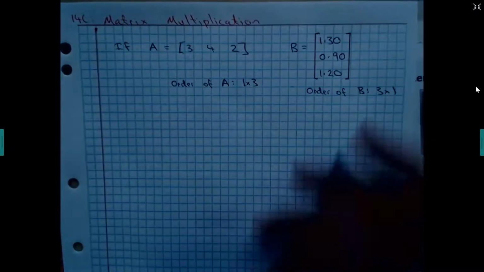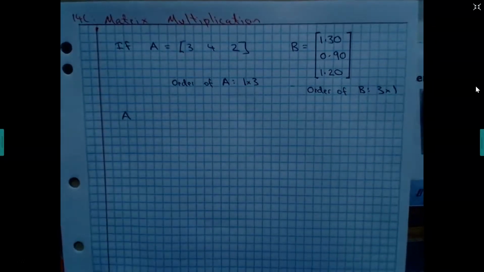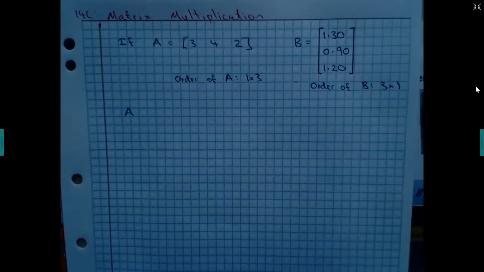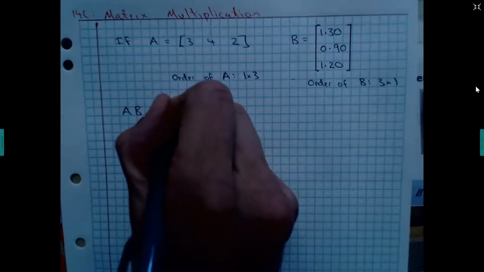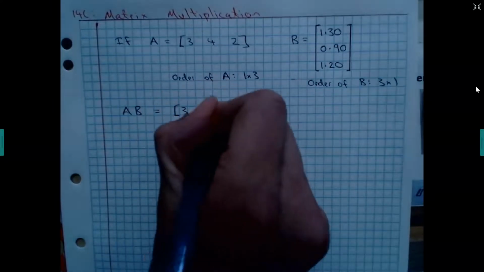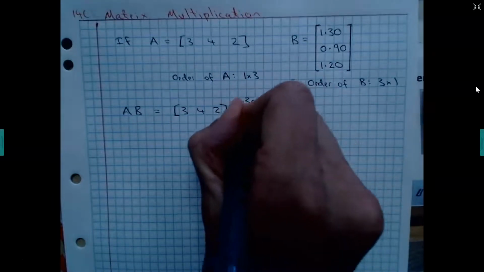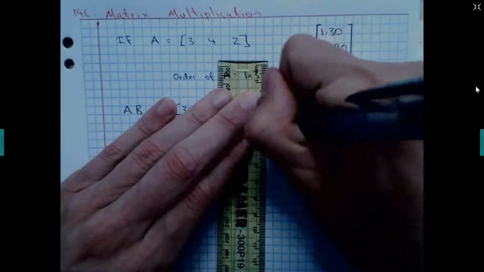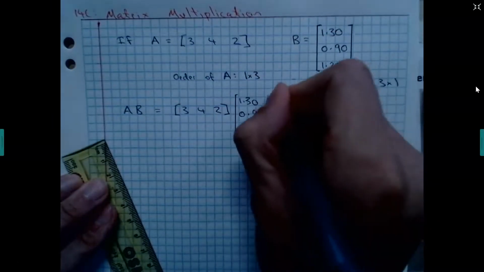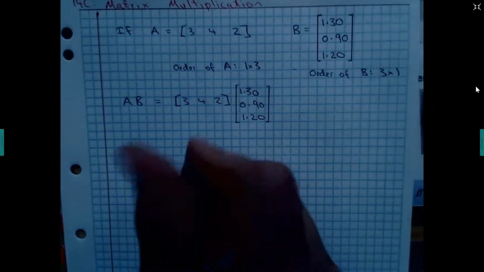So if I want to do this multiplication, A times B, or AB, is equal to, I'll just write out the values again, 3, 4, 2, and B is 1.30, 0.90, and 1.20. Now, you're only going to get good at these by practicing a lot of them, because it takes a while to get your head around them.